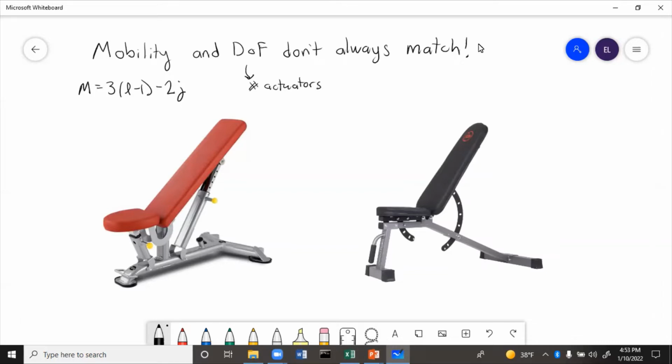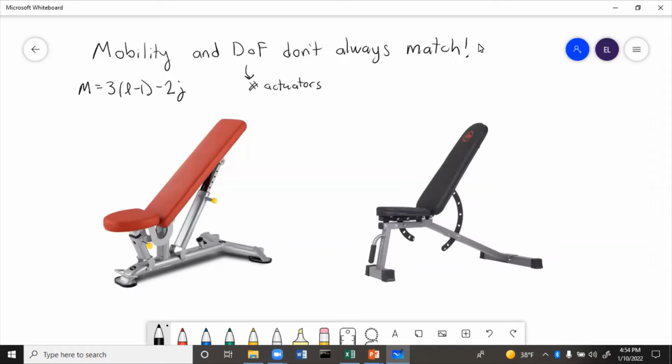Or the number of independent ways the system could move. Usually mobility and degrees of freedom are the same, unless there's something weird about the mechanism, like some kind of strange shape that makes it move in ways that it otherwise wouldn't be able to. So we will look at two examples of adjustable weight benches, one of which will have mobility and degrees of freedom match, and one of which won't. We need to start out by drawing the kinematic diagrams for each. We're going to look just at the back part and not the seat part of the bench because these are symmetrical.